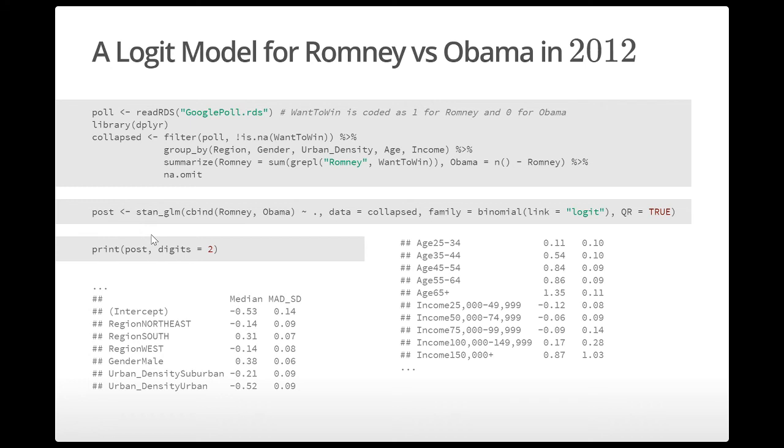This is fairly easy to do with dplyr. I throw away the NAs, then group the data frame by region, by gender, by urban density, like whether you live in a city, suburban area, or rural area, age category, and income category of the person. Then I summarize it by the sum of the number of people who say they want Romney to win, and obviously Obama would be n minus the number of people who want Romney to win in that category. And now we have a collapsed data set that is much faster to work with in Stan GLM.